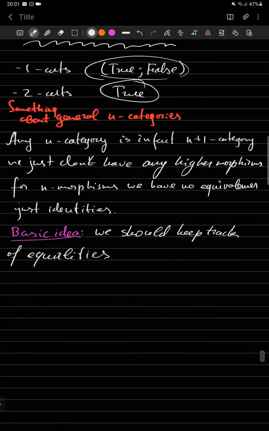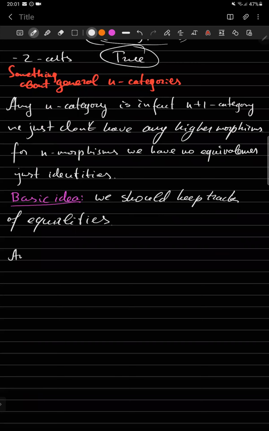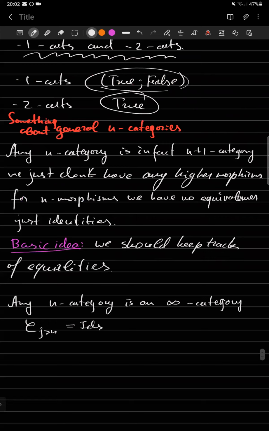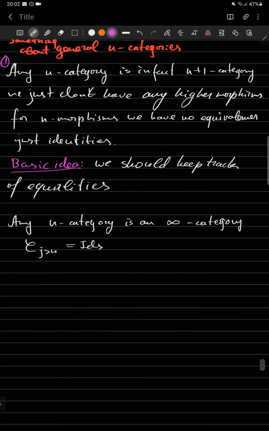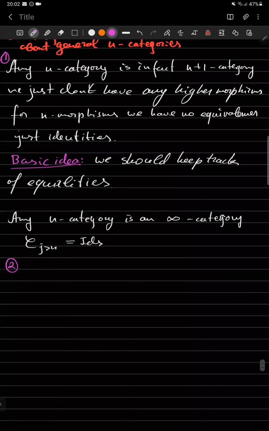In the same way, any n-category is an infinity-category. So an infinity-category is just like a direct limit of n-categories. We just have morphisms for arbitrarily large n. And so all morphisms in dimension higher than n for an n-category are just identities. So that was the first point about n-categories: in dimension n, we don't have equivalences, we just have equalities.